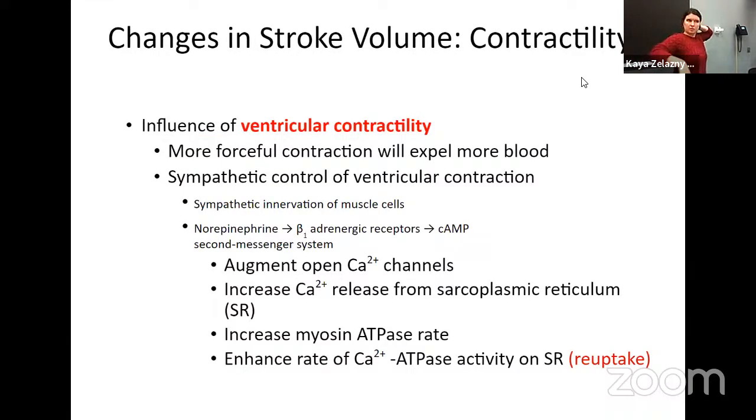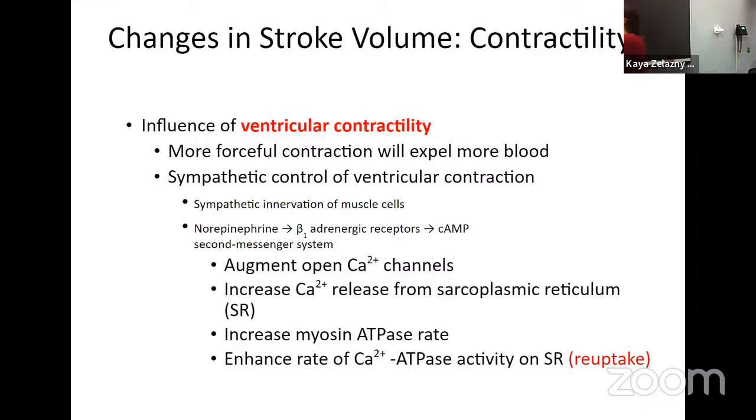So when we're talking about the contractility, you think about a muscle. Contractility, contracting, squeezing, right? So we're talking about how hard the heart is squeezing. If we squeeze harder, we squeeze out more blood. Hopefully pretty straightforward. That's not a trick.